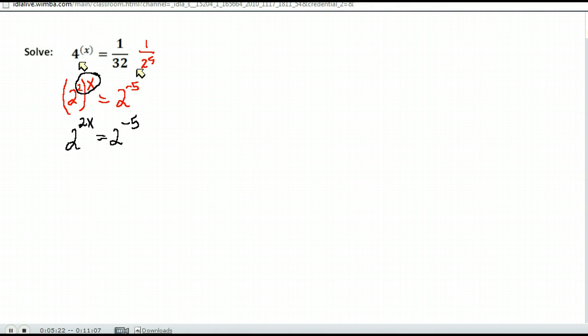Now we have it written, okay? There's no extras hanging out. They're both written as powers of 2, so we can set them equal to one another. And we have 2x equals negative 5. And again, this only works if you can write them as the powers of the same number. So we end up with x is equal to negative 5 halves.